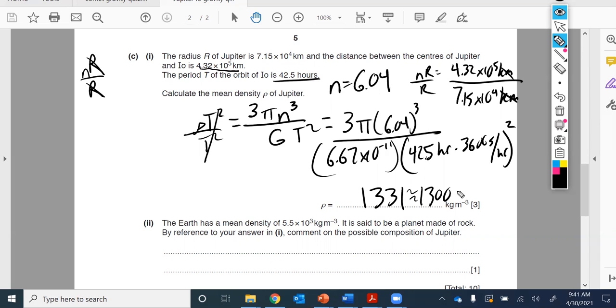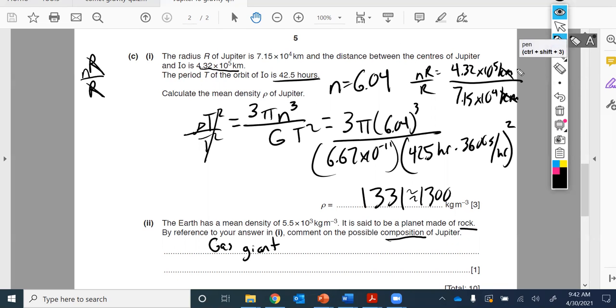By reference to your answer in 1, comment on the possible composition of Jupiter. And here you might recognize that this number is a lot lower than this number, and so it's less dense, and therefore probably not composed of the same material, rock. We kind of know something about Jupiter maybe in this class. Oh yeah, it is a gas giant. But we can't really conclude that just from this. We could say, because the density is lower, it suggests it's composed of something with much lower density, like a gas. You can kind of reason your way to that, right?